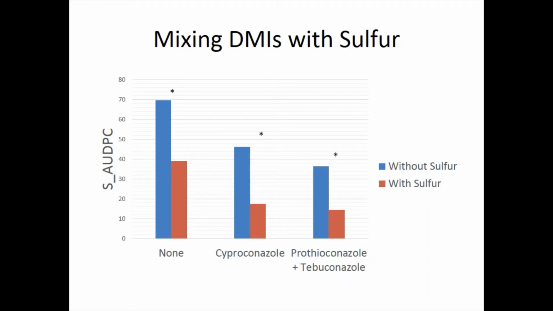And these fungicides had lost some activity against the late leaf spot pathogen. So by adding sulfur to these DMI fungicides, there was a significant improvement that was better than just sulfur alone or the DMI fungicides alone.